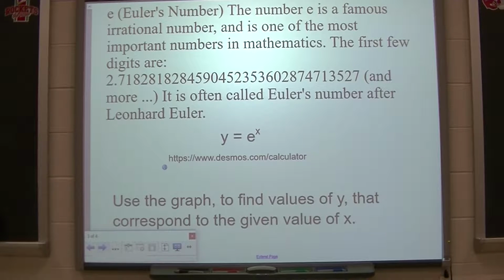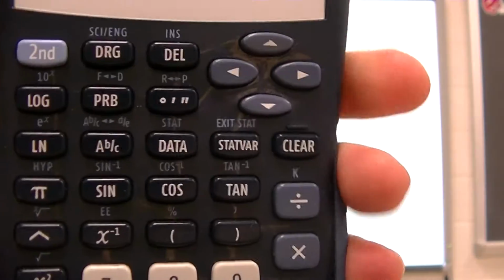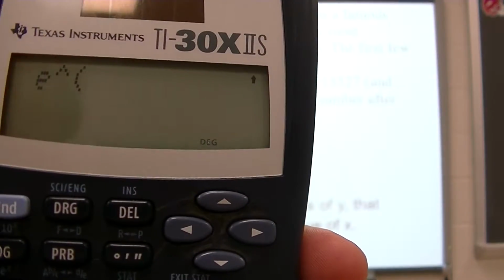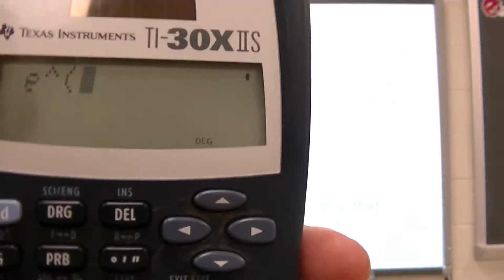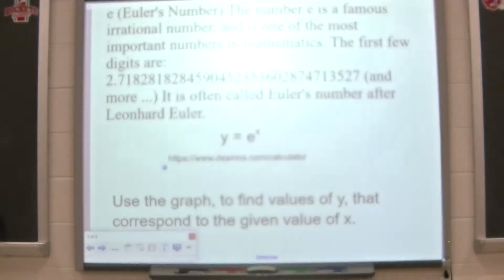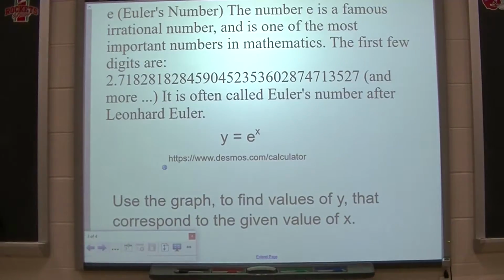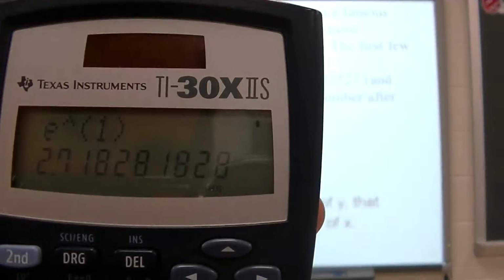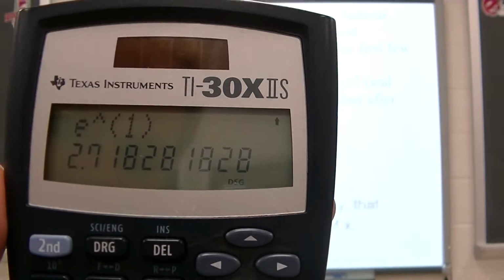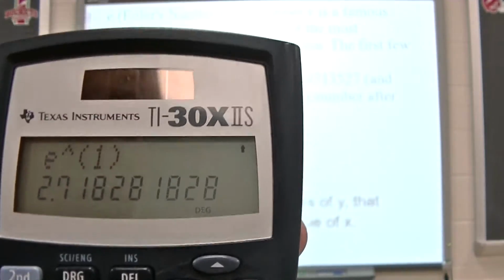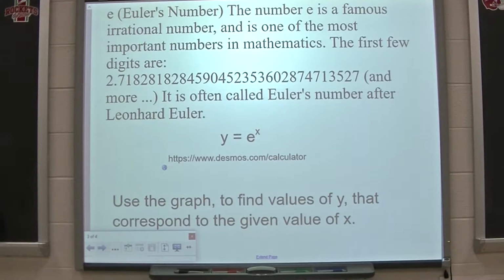I'll show you. You see this e to the power of x right here above the natural log. So if we're trying to figure out what e equals, we can just do second, natural log, e to the power of 1. And then that would be what e equals, right? Because anything raised to the power of 1 is itself. And that is e. It is an irrational number, and it equals 2.718281828, and that goes on forever, as you can see here.